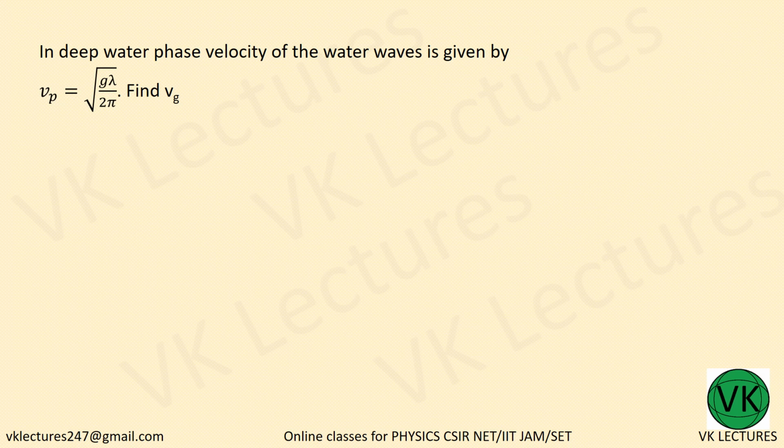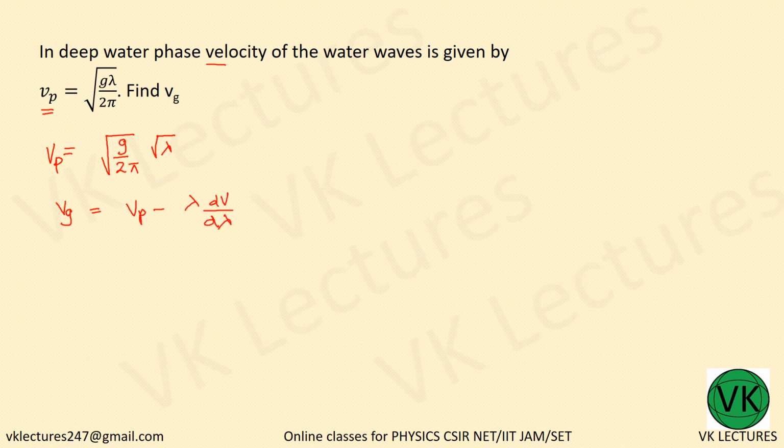In this question, in deep water, phase velocity of the water waves is given by Vp is equal to under root g divided by 2 pi into lambda. Now whatever is constant we can write in the beginning, g divided by 2 pi into root lambda. This is given as Vp. Now what is Vg? Vg is equal to Vp minus lambda dVp by d lambda.